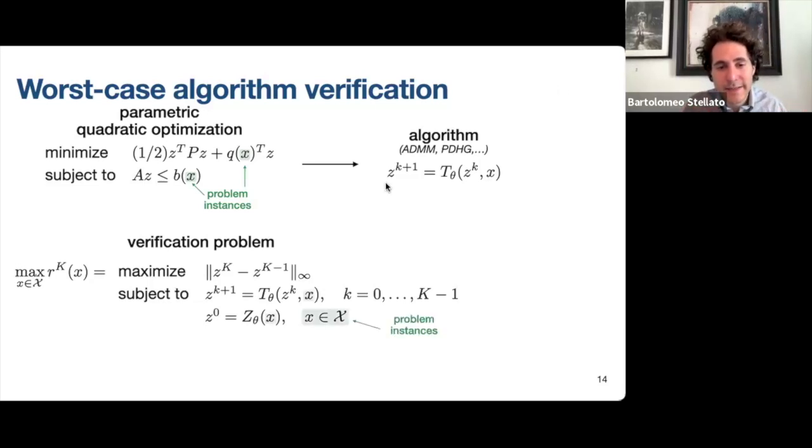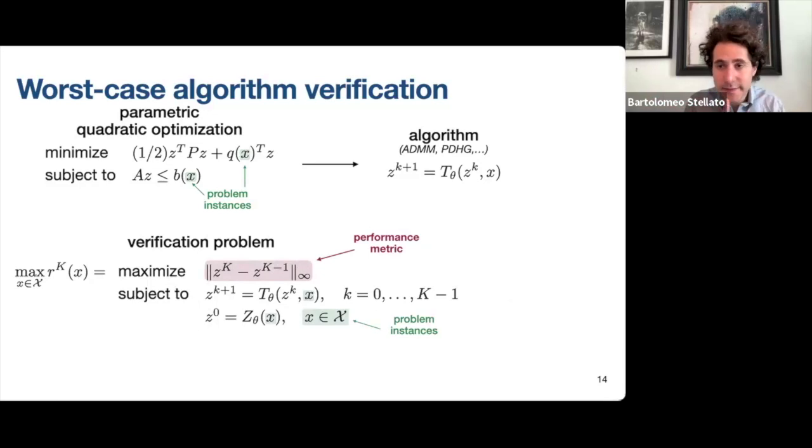So we can maximize, by finding the worst-case problem instance, the fixed point residual, which in this case is set as the infinity norm of the difference between the last two iterates. And then I can apply the first of the methods from one iteration to the other until iteration k. And I use the infinity norm here for two reasons.